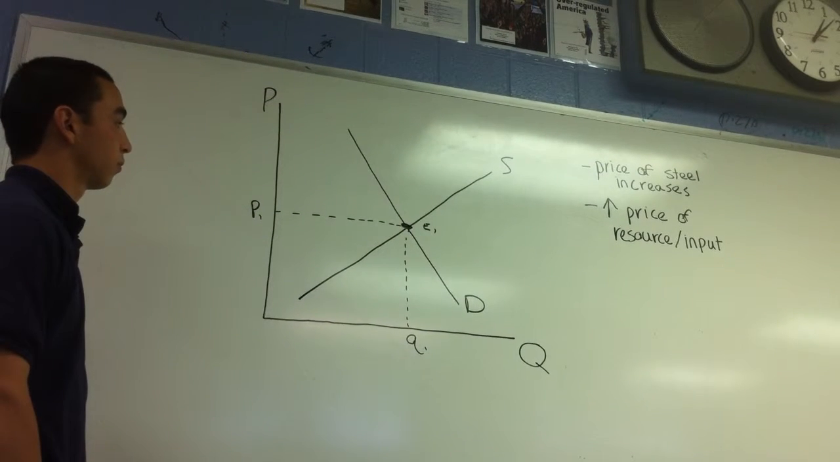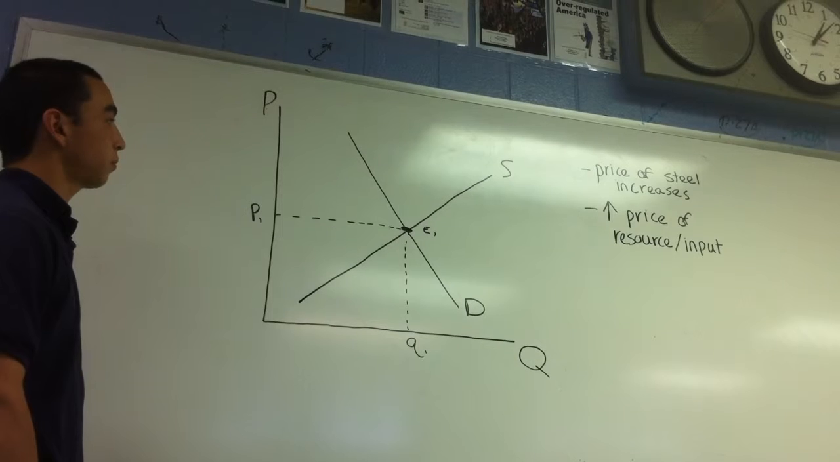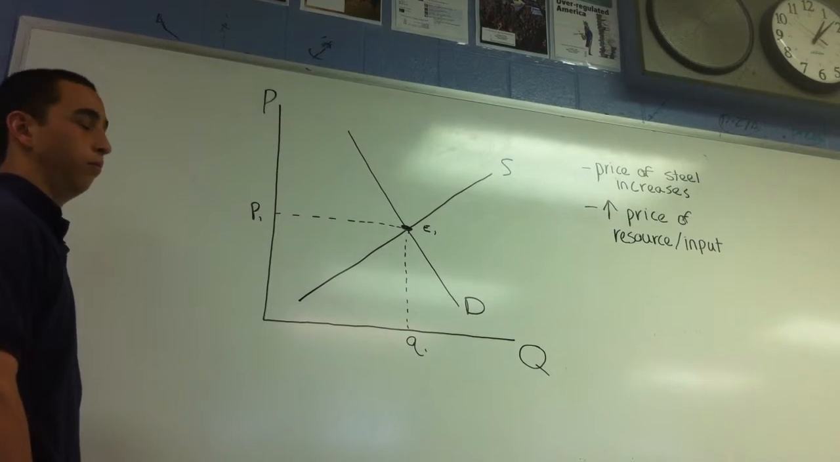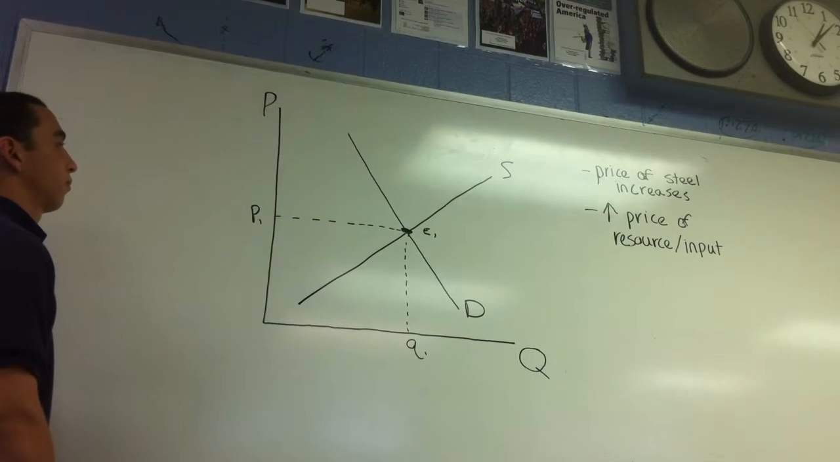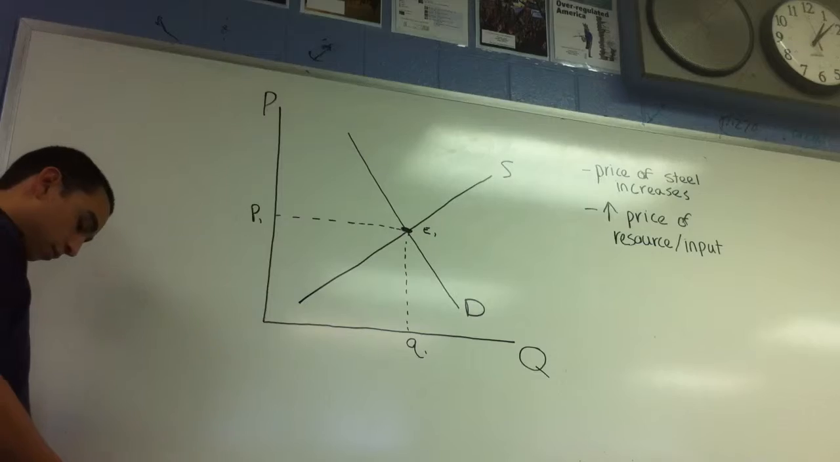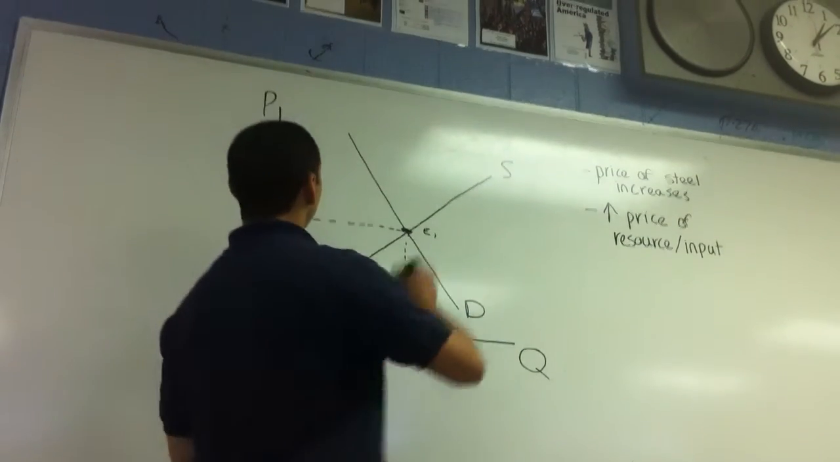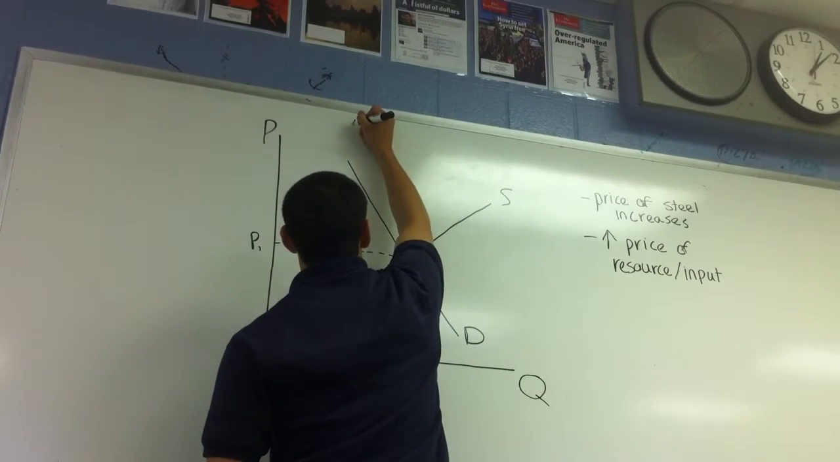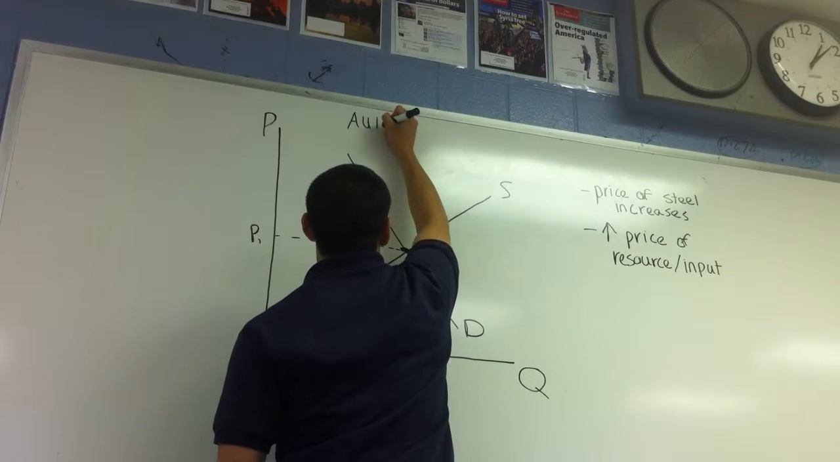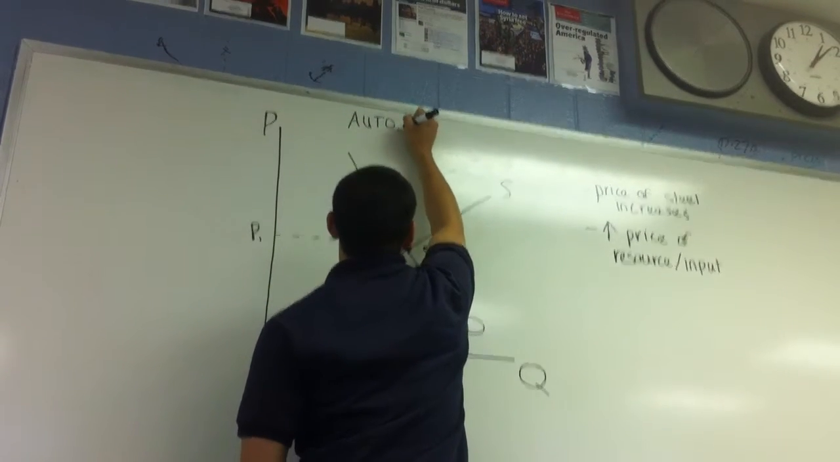So right now that's E1. And this is pretty much the way every single supply and demand market analysis will start, right? We could write any market up top, but we're going to write down automobiles. So we're going to analyze the auto market, the market for automobiles. And this is large, small, medium-sized automobiles. It's just a generic automobile market.